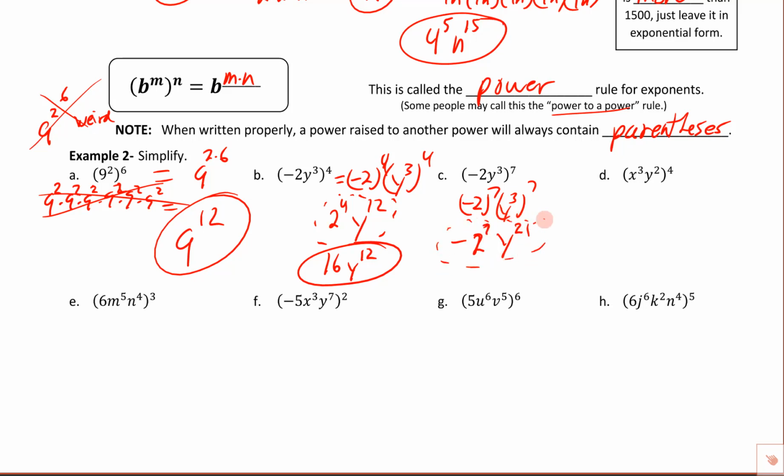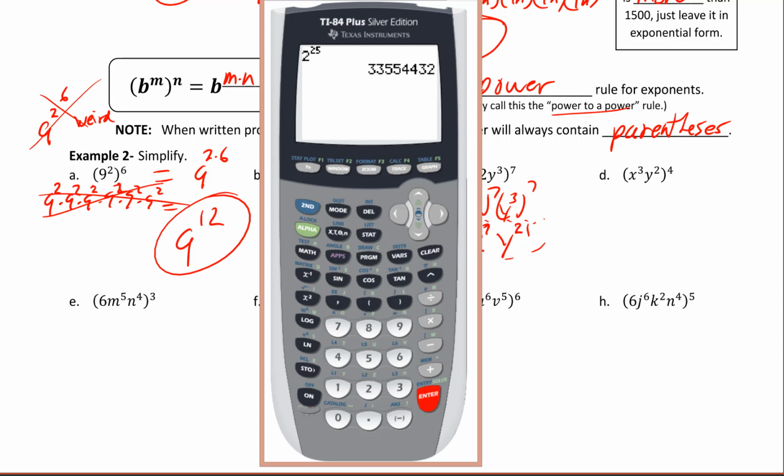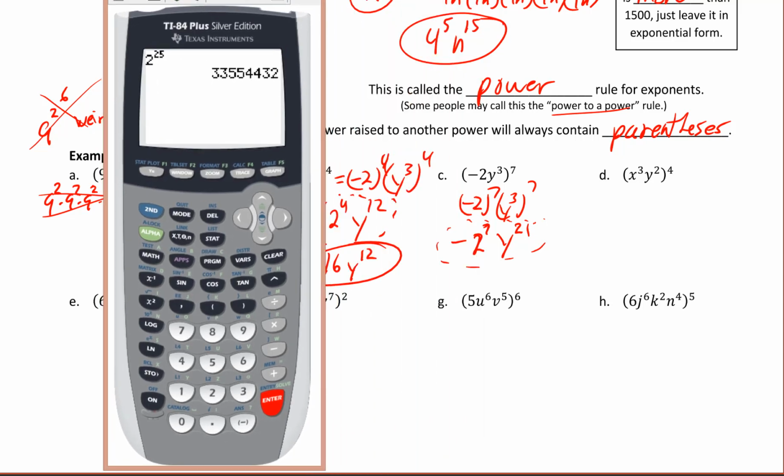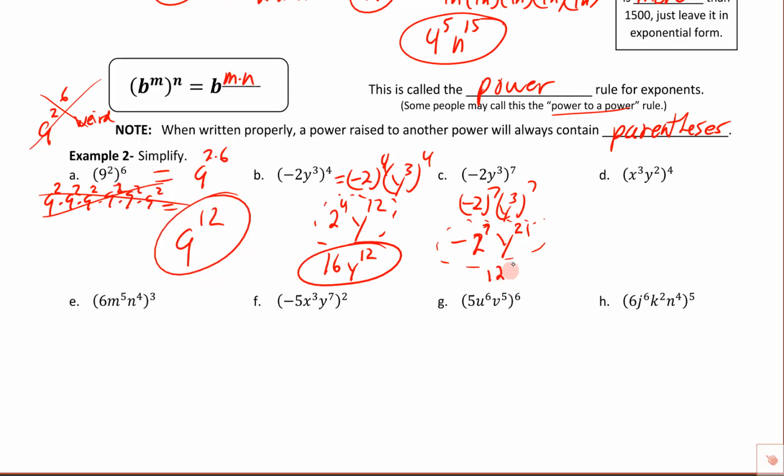I am going to grab the calculator and plug this in though. Let's see what 2 to the 7th is. So if we did 2 raised to the 7th, let's see if it's a number that we could just write down. It is, it's 128. So we could write down negative 128y to the 21st.